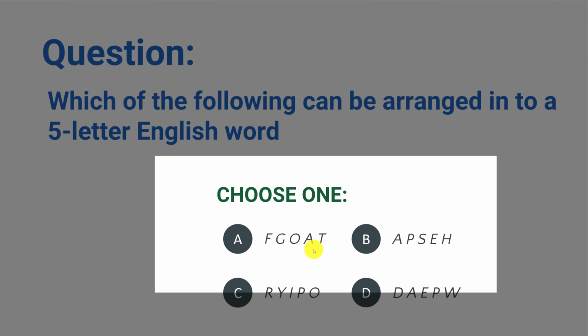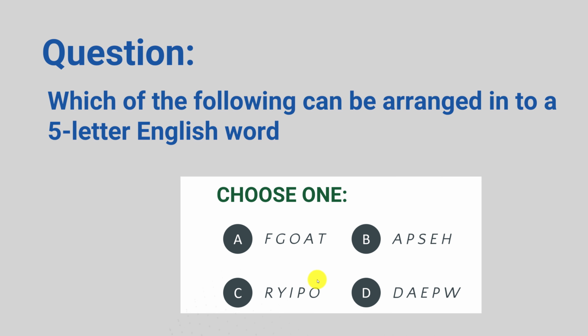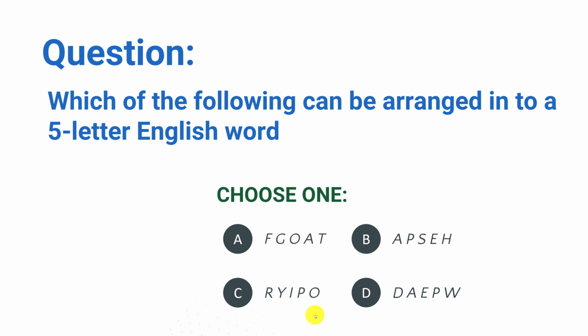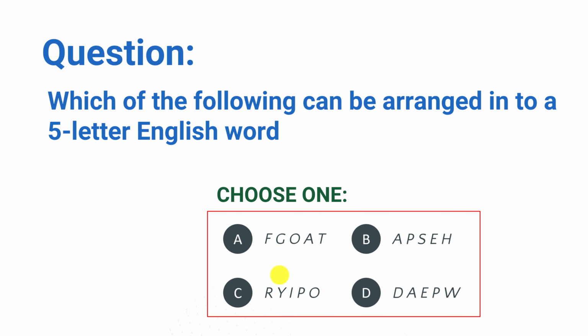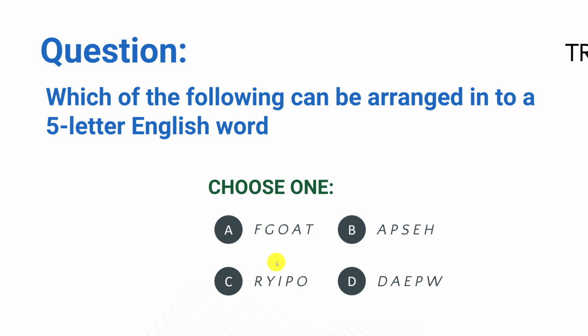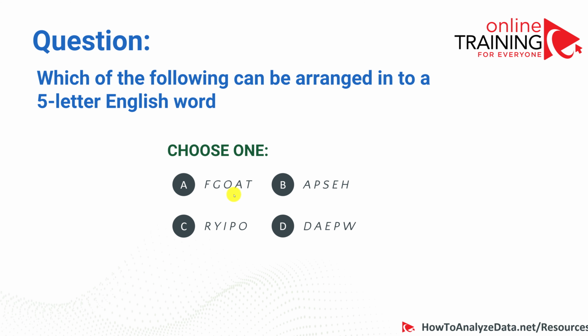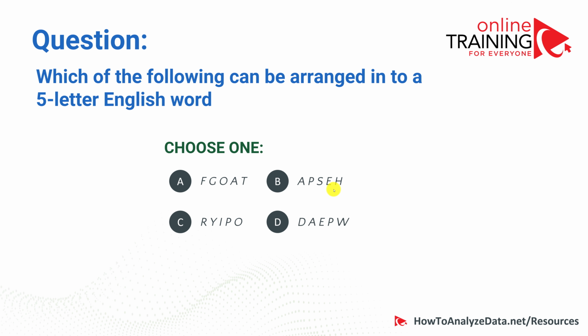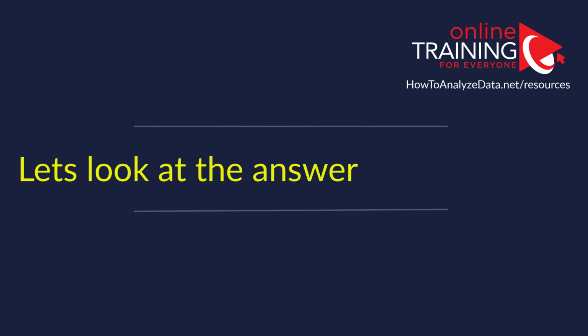And there are 4 choices with 5 letters each, and you would need to look at each choice and take a guess which one would lead to a specific English word. And obviously nobody gives you the English word, so you would have to take a guess on the word and combine these letters so they are represented by a specific English word. So which one do you think is the right choice?